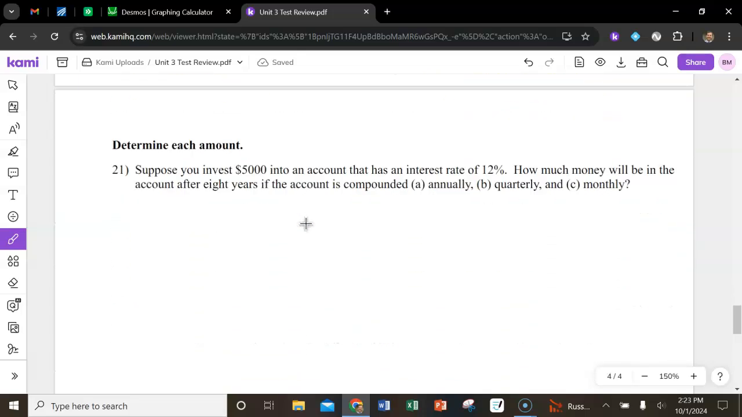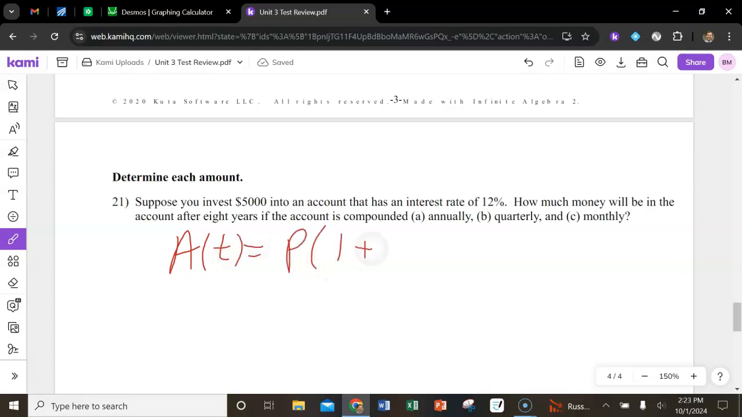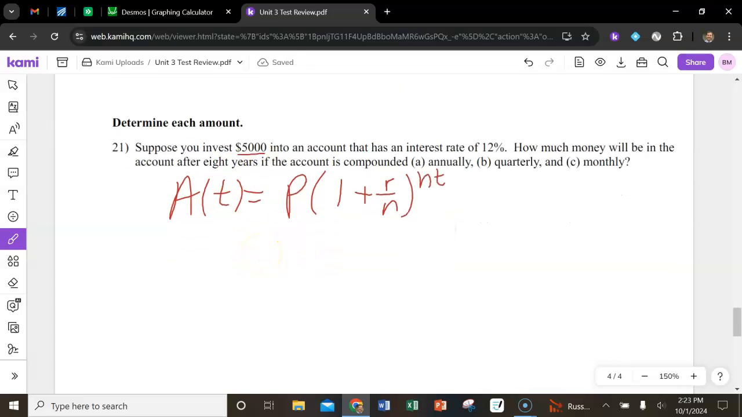All right, last two questions are interest formulas. I'll give you these formulas, but we've got this one, which is the compound interest formula. The principal is the amount that we plug in, which is 5,000. The rate is that percentage, but I would need to put that in as a decimal, so 12% would be 0.12.